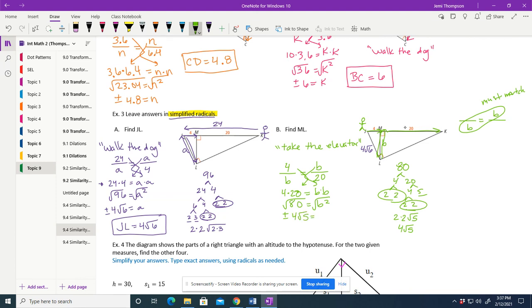By now, this should start feeling easy. This should be like second nature. All right. ML is equal to 4 square root 5.